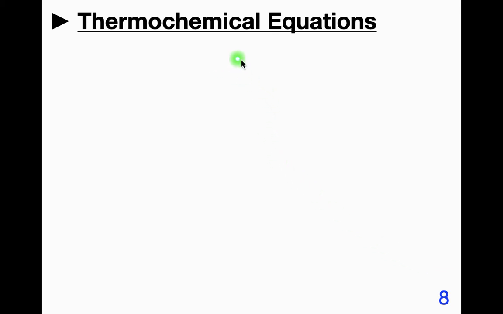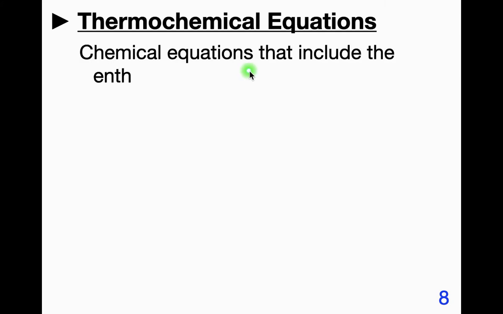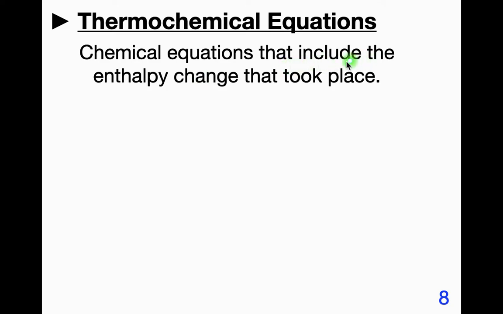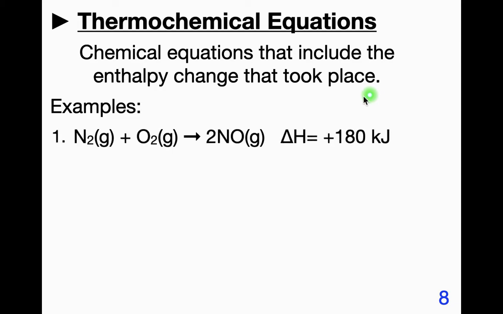Thermochemical equations, and this is what your homework will be dealing with and where the stoichiometry practice will come in handy. Chemical equations that include the enthalpy change that took place. So let's look at a couple of examples. Okay, in this reaction, nitrogen reacting with oxygen to form nitrogen monoxide, this is an endothermic reaction. It's a positive value. So this is called a thermochemical equation.